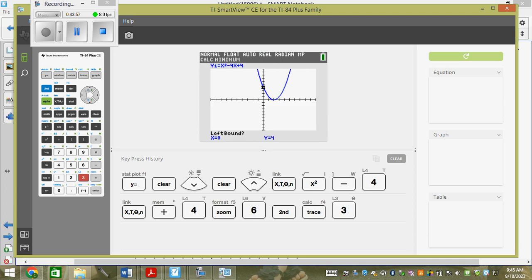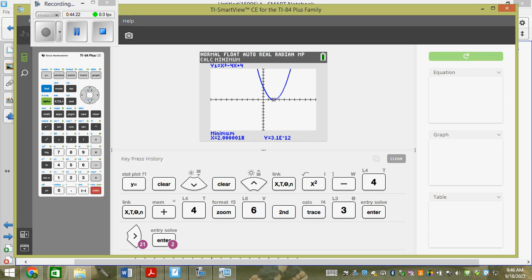And then we go on the left, we hit enter. We go on the right. We hit enter, and then we hit enter again. And do you see this? E to the negative 12. Does that coordinate look like it's at 2 and 3.1? 2 and 3.1 would be somewhere up here, right? Does it look like it's there?